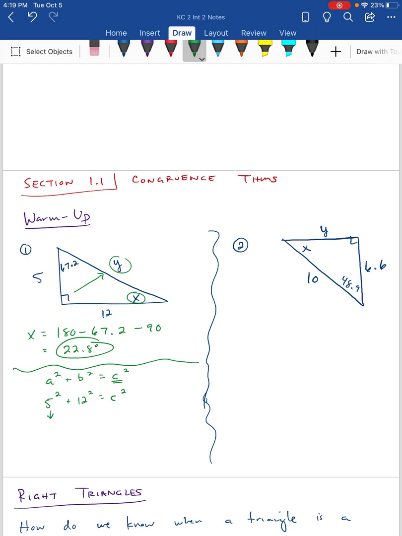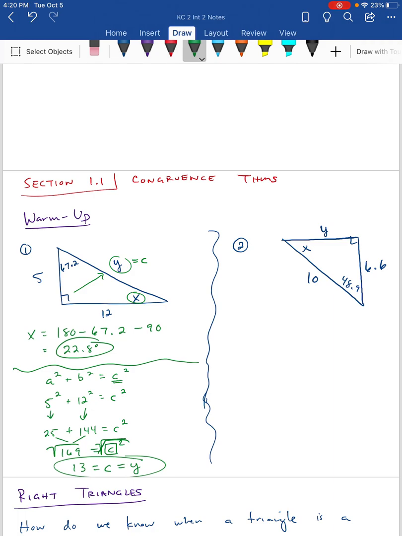5 squared, again, is 5 times 5, not 5 times 2. You get 25 plus 144 equal to c squared. Add these two, get 169 equal to c squared. Now I need to know what my c is because in this case it would be y, right? That is in my c term. So to undo the squared, you would do the inverse, which is a square root. Now that's gone. So the square root of 169 is 13, which is equal to c, which is really equal to y in this case.